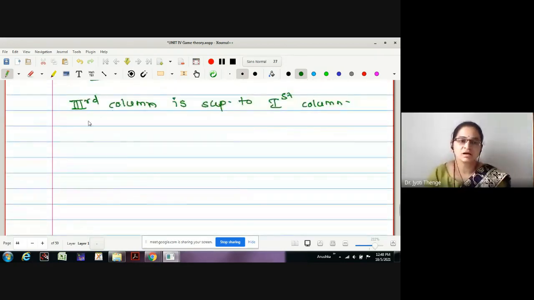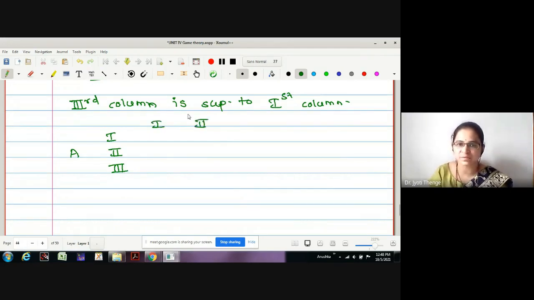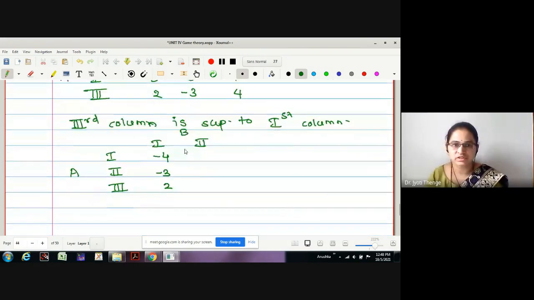Let me write the new matrix. Therefore, we have only 2 columns in our hand with respect to player B, and the entries are -4, -3, 2, 6, -3, -6. Now, is there any relation among the columns, whether any one column is dominating the other? No, it is not, because here we have one positive, therefore this is not dominated. Here also we have one positive, therefore this is not dominated by the second.